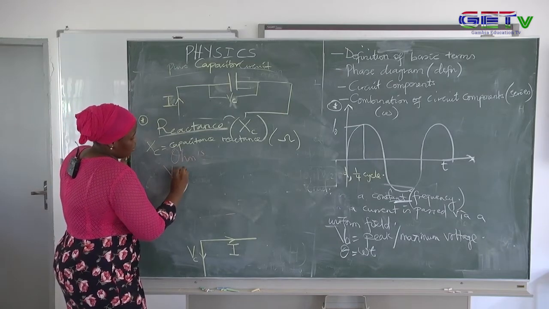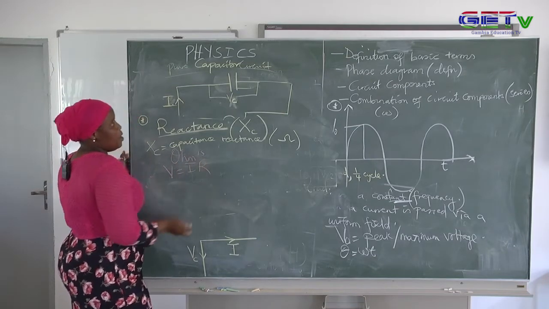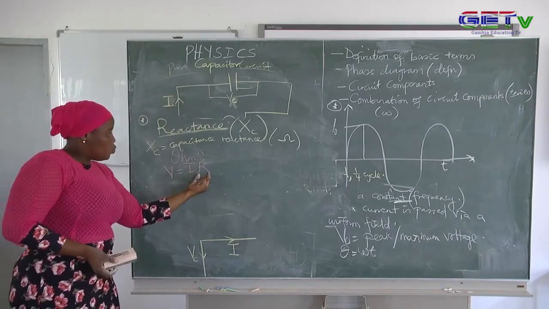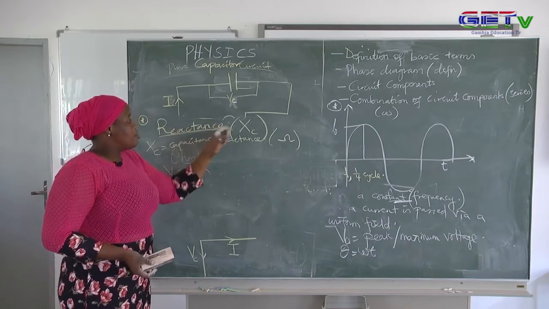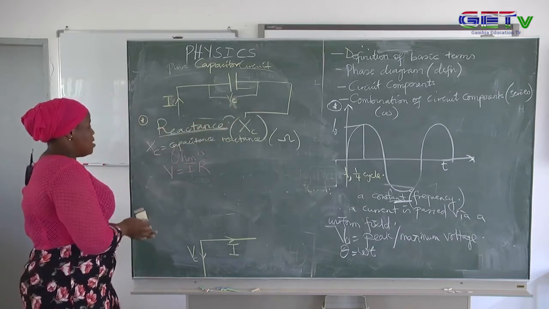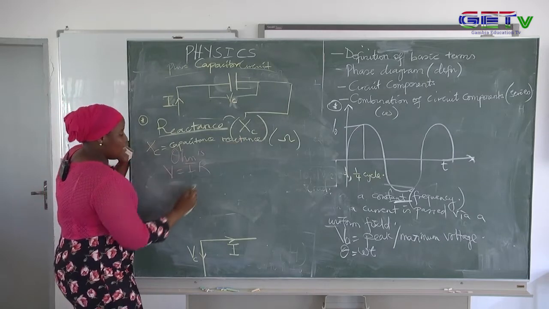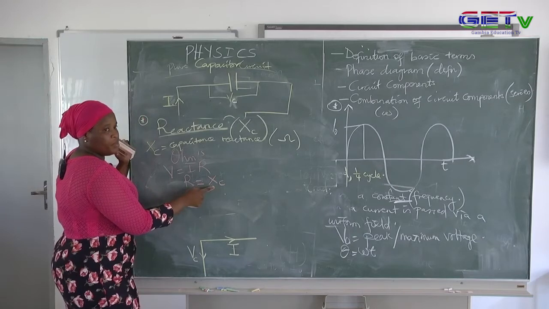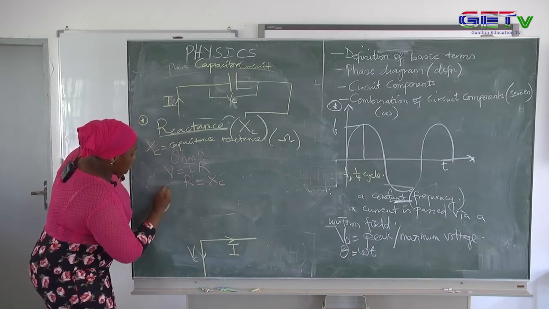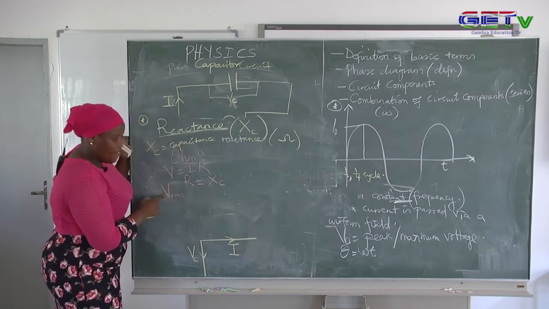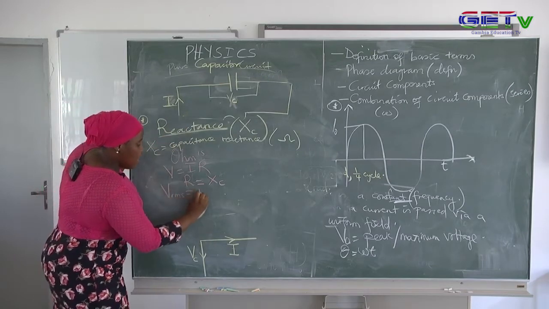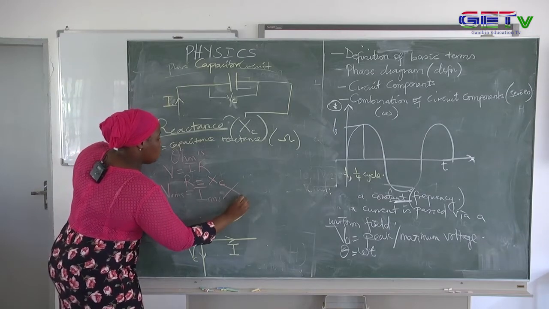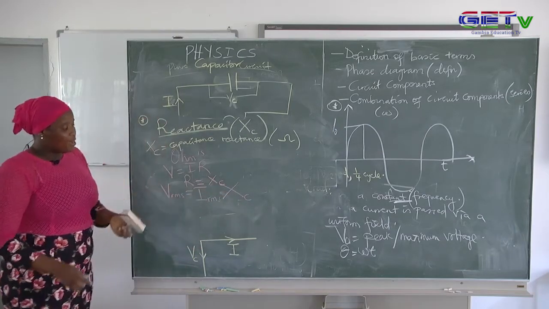We know V is equivalent to I times R. But in this pure capacitor circuit, we know that the work that R does is being done by XC. So in place of R, I will just write XC. So R is substituted as XC. Is that understood? Good. Then the VRMS, which is the effective voltage, will be the effective current times the opposition to the flow of current, which I call XC.